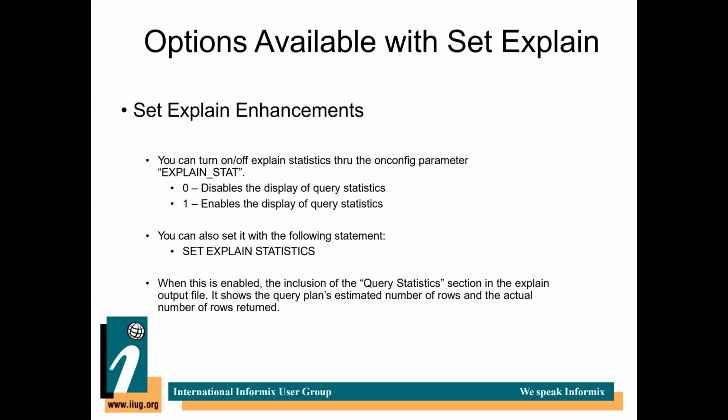Here are some of the SET EXPLAIN enhancements over the years. You can turn explain stats on and off through the onconfig parameter EXPLAIN_STAT. You can also set it with the statement SET EXPLAIN STATISTICS. When it's enabled, the query statistics section is included in the explain plan output. It'll show the query plan, the estimated number of rows, and the actual number of rows returned.